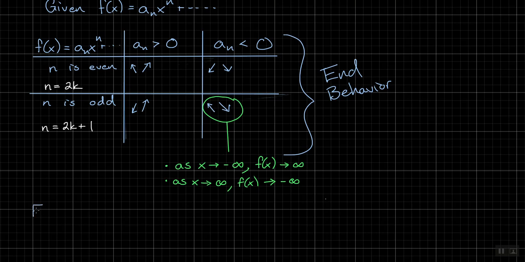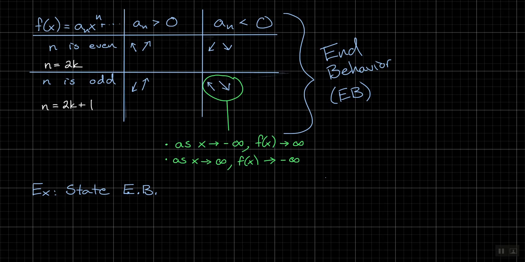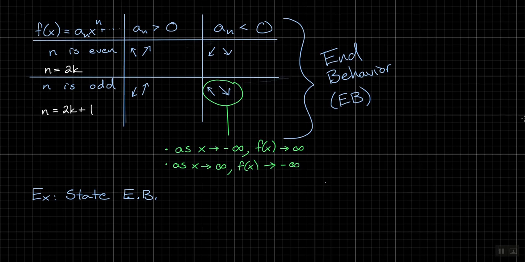So, quick example, I want you to tell me or to state the end behavior, which I'm going to simplify as EB. And I'll put that over here. EB is what I'll use for end behavior. For each of the following functions, and this is going to go super quick, we don't need a calculator, we don't need anything other than this lovely table. Here we go. f of x equals negative 3x to the fourth plus x squared minus 1.